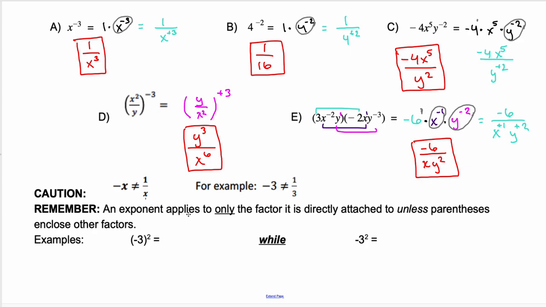So please remember, an exponent applies to only the factor it is directly attached to, unless parentheses enclose other factors. For example, parentheses negative 3 parentheses squared is really the same thing as negative 3 parentheses times negative 3, because the entire parentheses is being squared, not just the one value. Which turns into, so negative 3 times negative 3 is a positive 9.